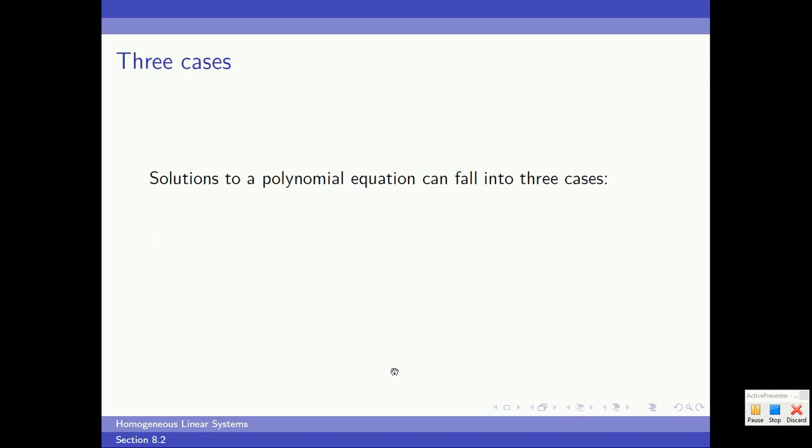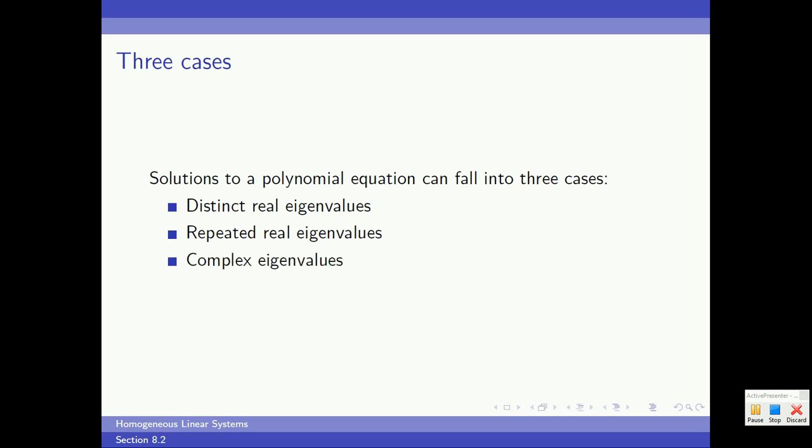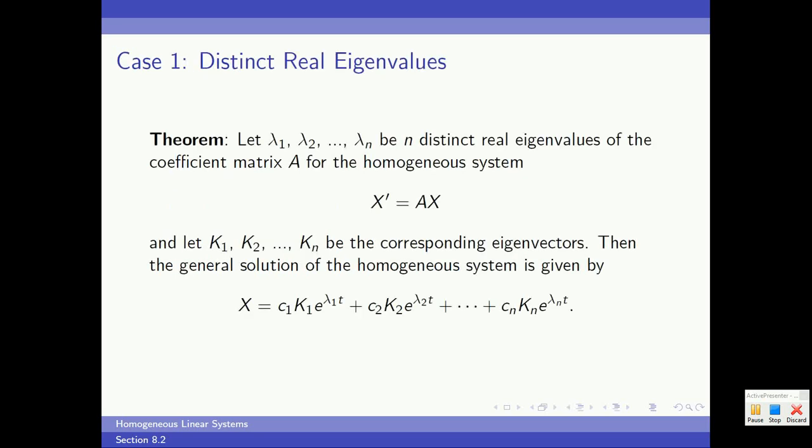We all know that solutions to a polynomial equation can fall into 3 cases. We've seen this time and time again. You can have real roots, so in this case, real eigenvalues. You can have repeated real eigenvalues, just because you can have repeated roots to your polynomial equation. You can also have complex roots, so you can have complex eigenvalues. We're going to look at each of these cases.